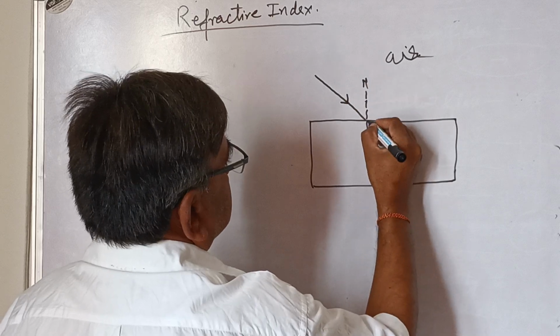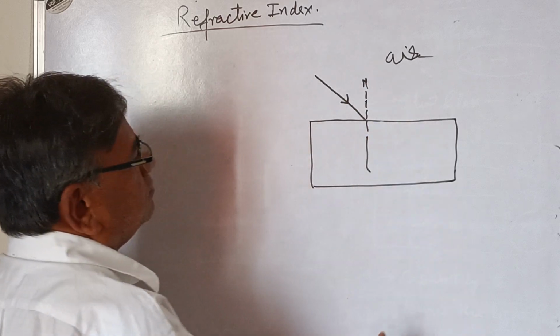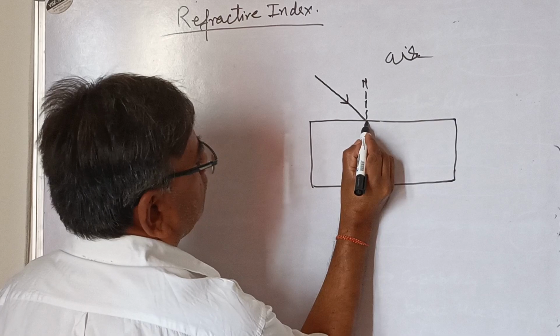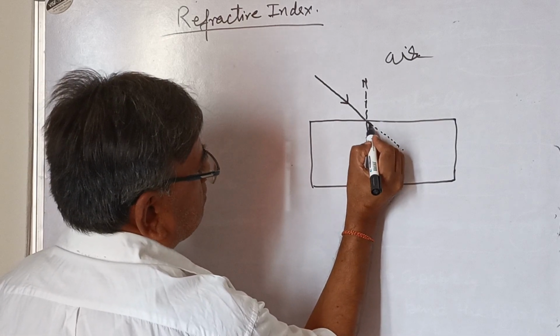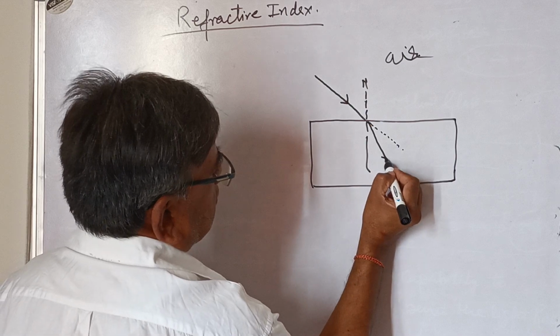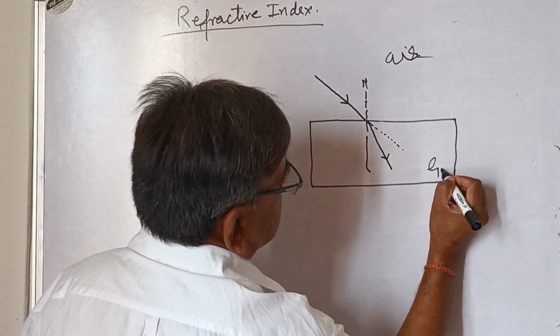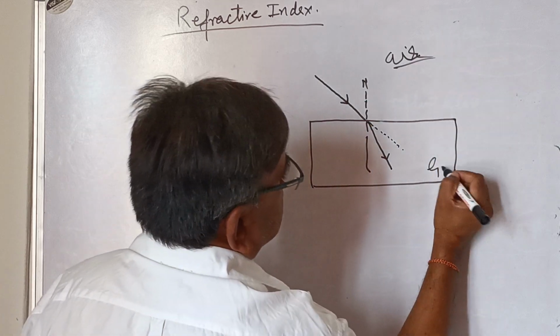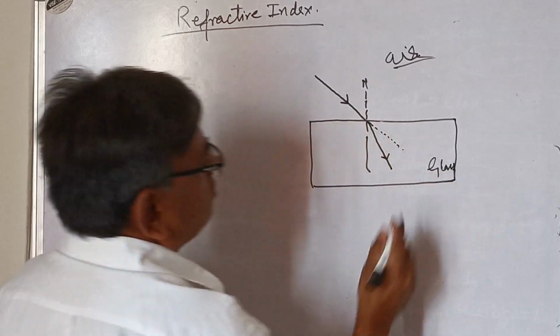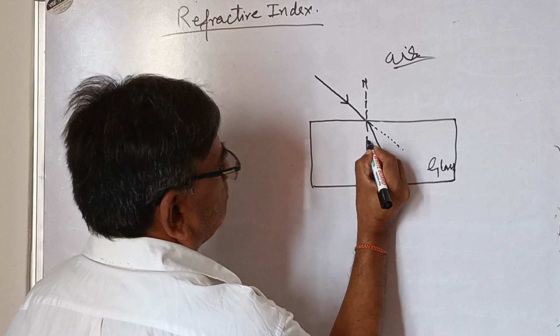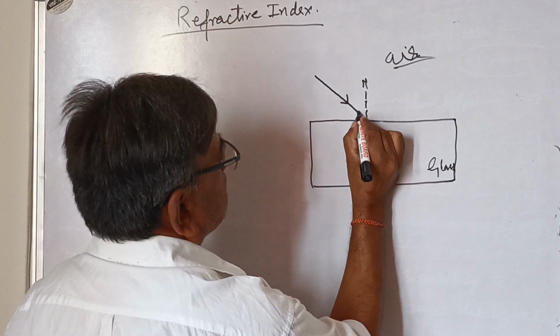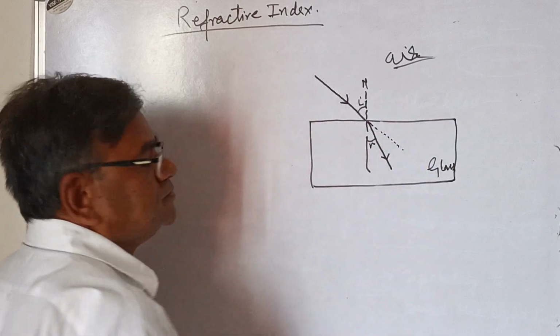And this light ray, due to refraction, doesn't follow its incident path in the glass. It bends, because glass is optically denser as compared to air, so it bends towards the normal. This angle be R. Say this is the incident angle I.